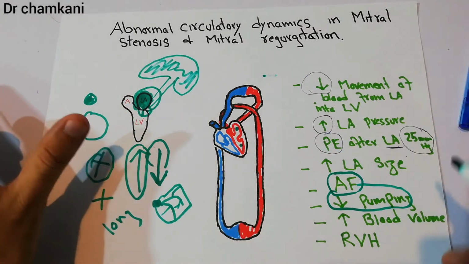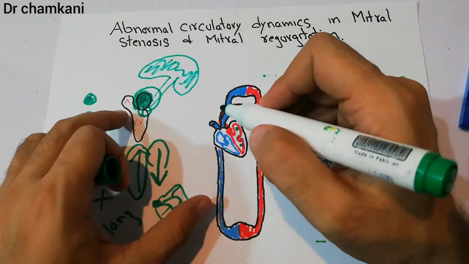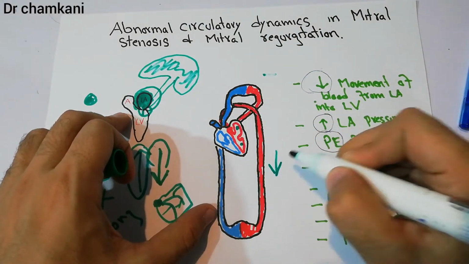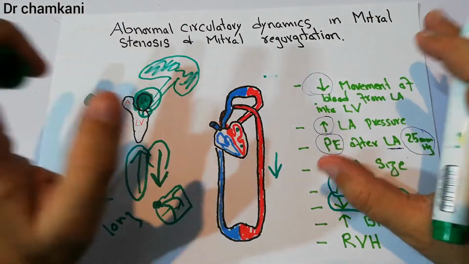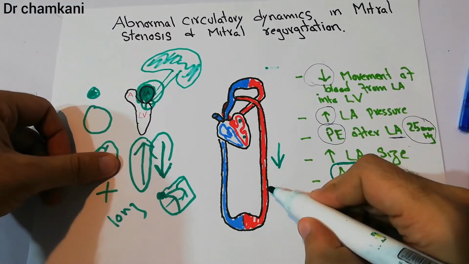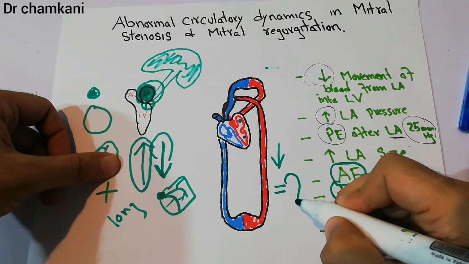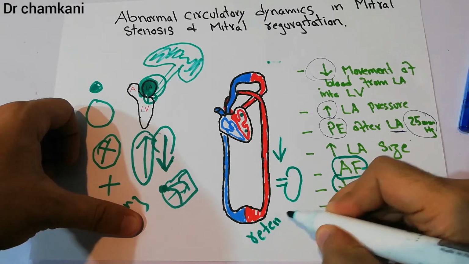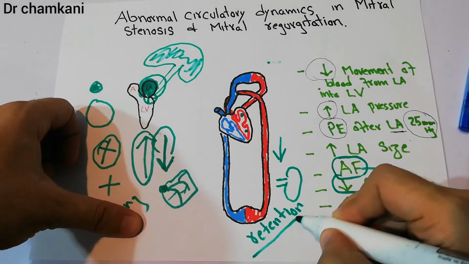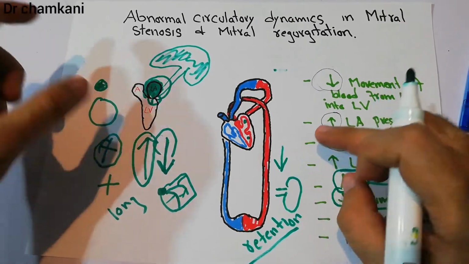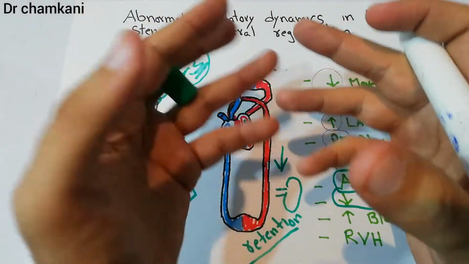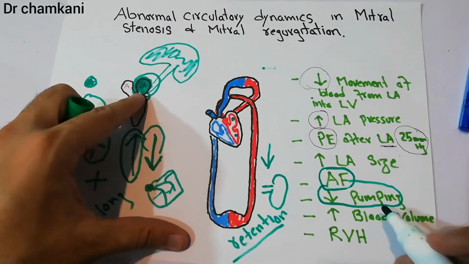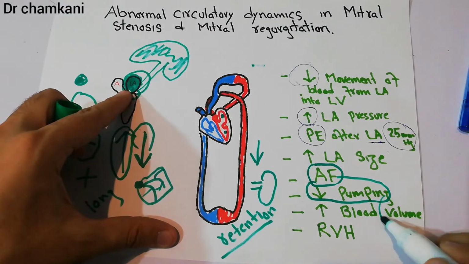Now, due to all these conditions, the amount of blood that is pumped into the body decreases. What happens is that the kidneys, which are present here, start retention of fluid, because the kidneys perceive this low pressure as a decrease in fluid, so they start retaining fluid.